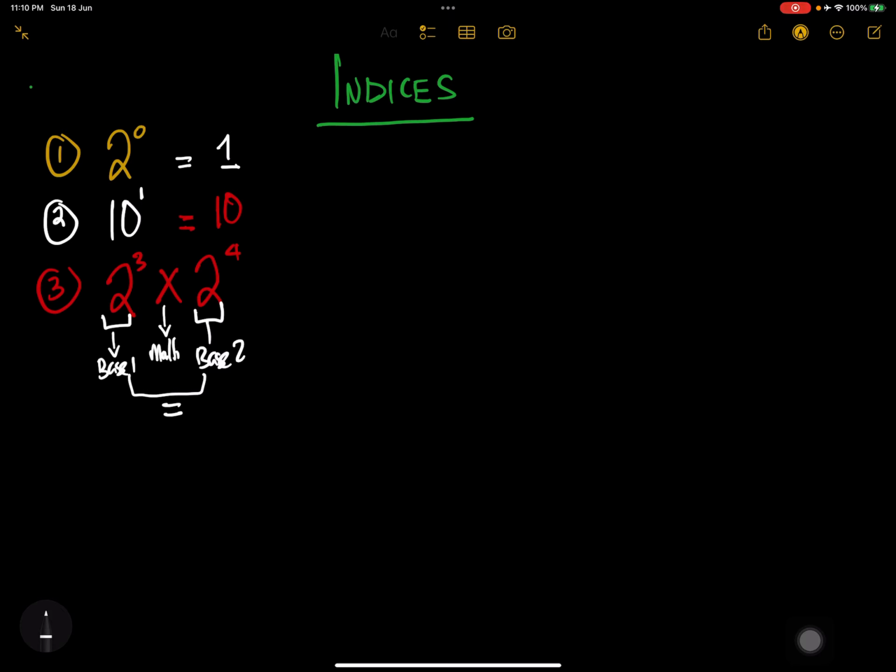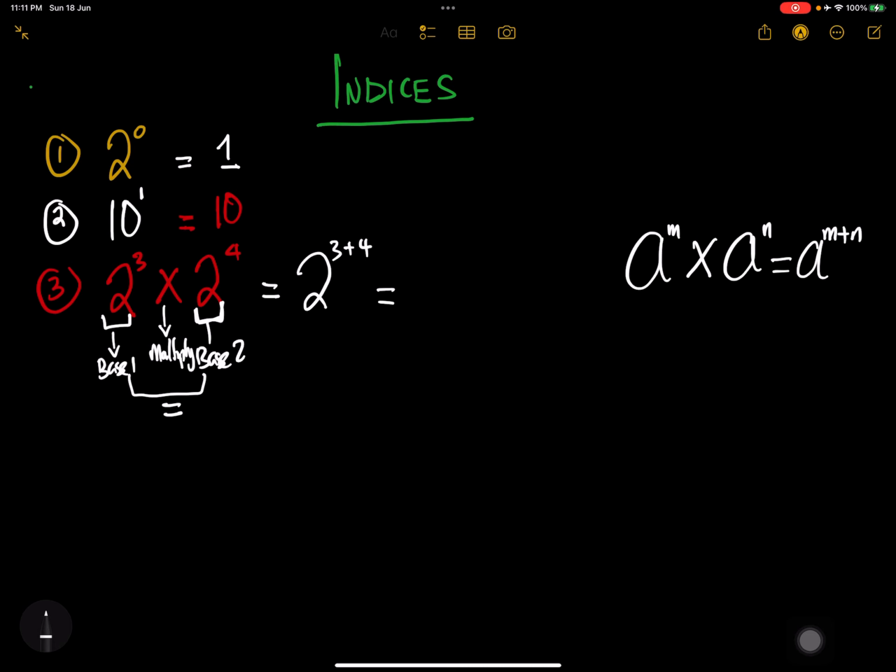We are multiplying, and if we are multiplying and the bases are the same, we are simply going to add the exponents. So it's going to be 2 exponent 3 plus 4. Remember, we said if you have a to the power of m multiplied by a to the power of n, we add the exponents: a to the power m plus n. That's exactly what we are doing here. So we are going to get an answer, which is 2 to the power of 7. I hope this is helping so far.